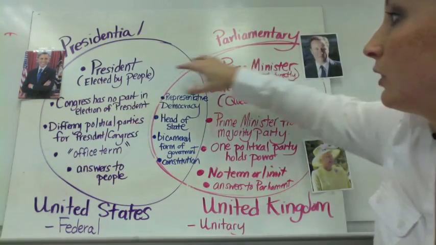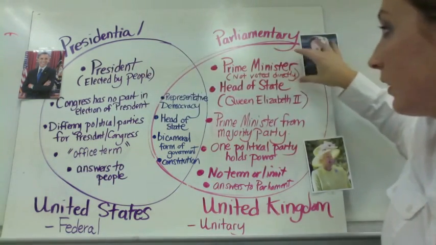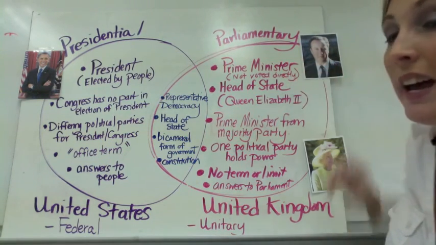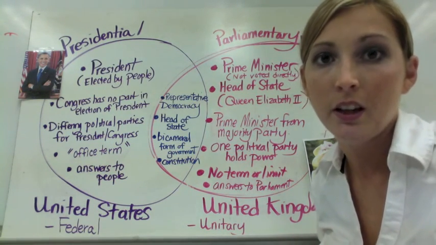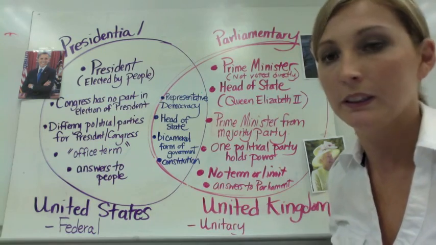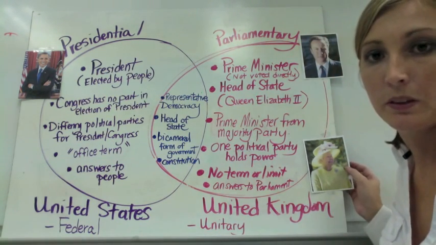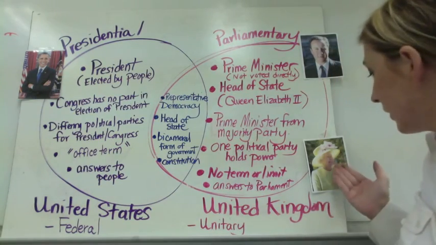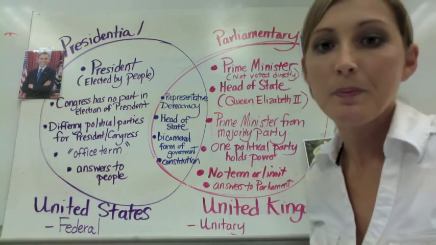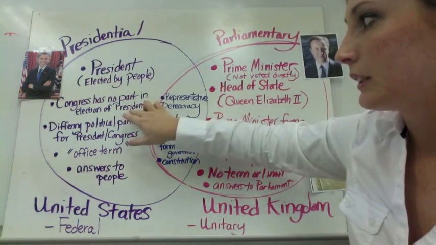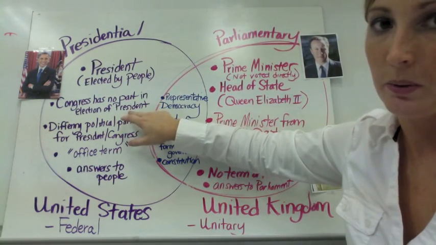So in addition to having an executive power, or the head of government, they also have a head of state who's more of a figurehead and participates in ceremonial things such as the appointment of prime minister. And that would be Queen Elizabeth II, who is right here. Lovely Queen Elizabeth II. And in a presidential democracy, Congress has no part in the election of the president.